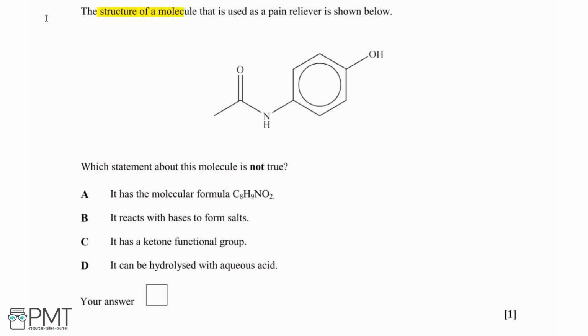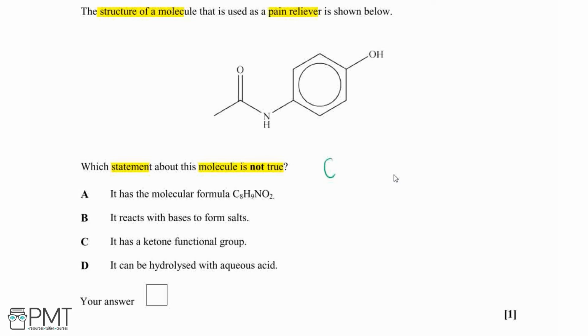The structure of a molecule that is used as a pain reliever is shown below here. And we need to deduce which statement about this molecule is not true overall. So let's run through each of these answers and see what we've got. So for the first answer A, it has a molecular formula C8H9NO2. So let's count up the atoms in our molecule to see if this is correct.